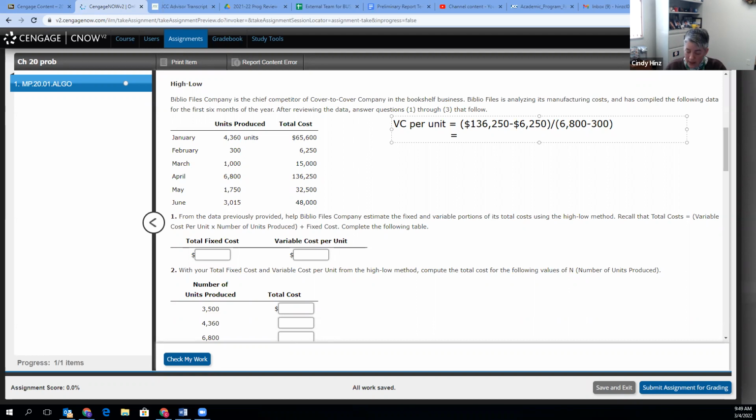We had talked in class about the concept of relevant range, and I would just say that this company has a very wide range here, from 300 up to 6,800. That's a significant range. Makes me a little concerned about, if this was a real situation, whether this would actually be valid over such a broad range.